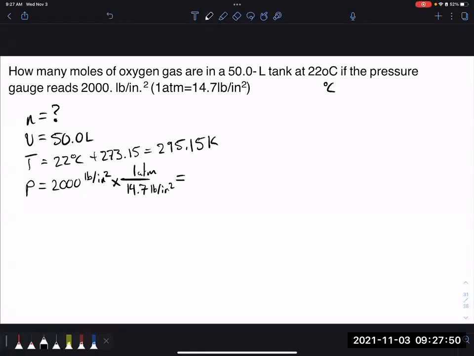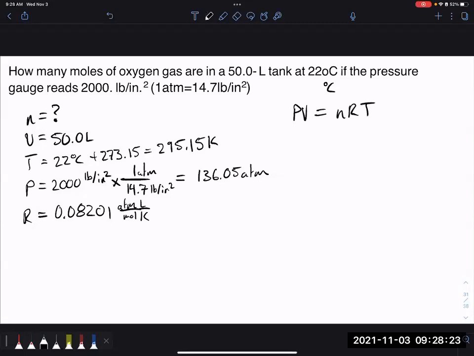And this will be 2000 divided by 14.7, 136.05 atmospheres. And then a reason we're converting to atmospheres is because I want to use 0.08201 atmospheres liters per mole Kelvin. Okay. PV and RT.